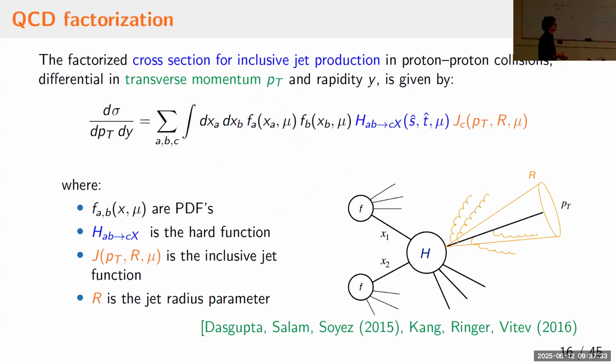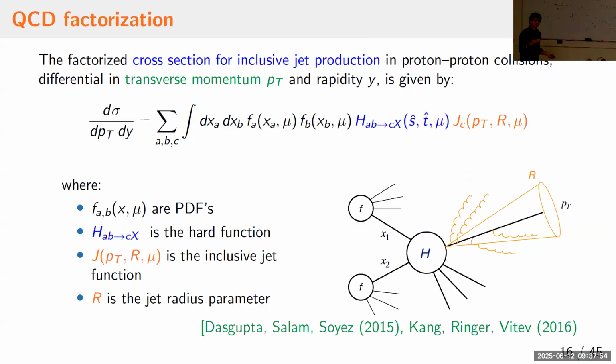We know the parton distribution function. The hard matrix element, as I said, is a completely perturbative object that can be computed order by order in perturbation theory. And of course, you measure a jet, you don't measure a quark. So you need another function, which is called the jet function, that tells you how to convert an initial quark into a jet.